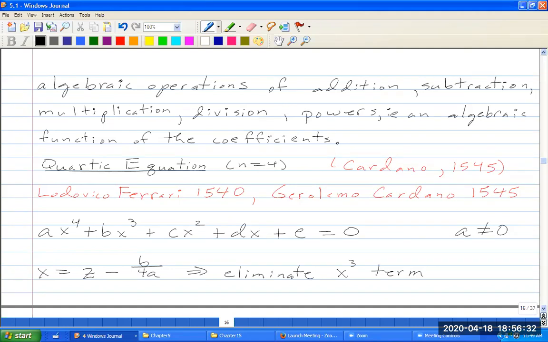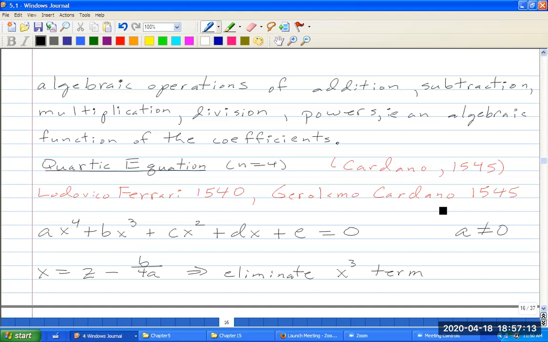So n equals 4. Again, this is Cardano's formula in 1545. He first published it. Cardano was really not a mathematician. He was an investor, and he actually invested in formulas. So he would purchase formulas and publish them, or steal formulas and publish them.